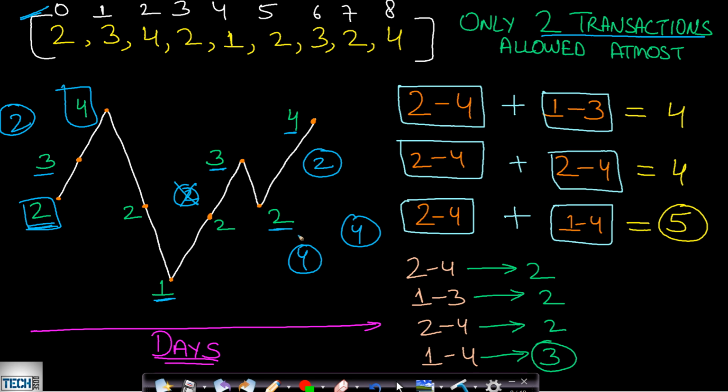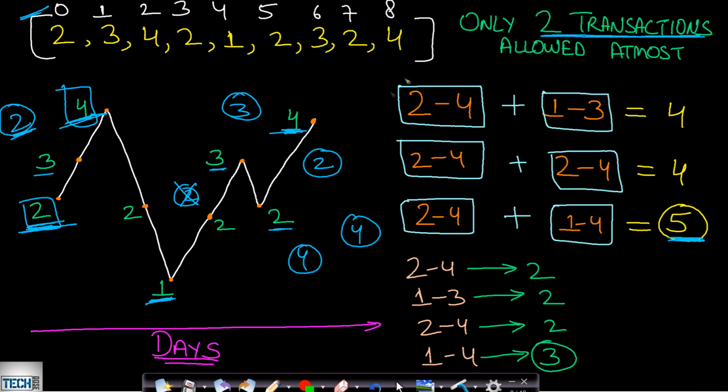Now we can also buy the stock at 2, sell it at 4, and again buy the stock at 1 and sell it at this 4. So here the total profit will be 3, and in the first case the profit was 2. So the entire profit will be equal to 2 plus 3, which is 5. So there are many possible combinations of buy and sell, and you can only make 2 transactions at most. In this case the maximum profit will come if you buy the stock at this 2, sell it at 4, again buy it at 1 and sell it at 4. So the total profit will be equal to 5.